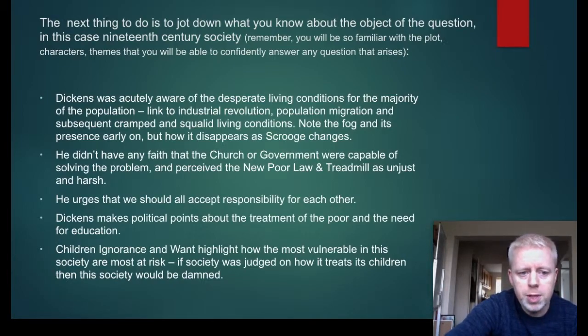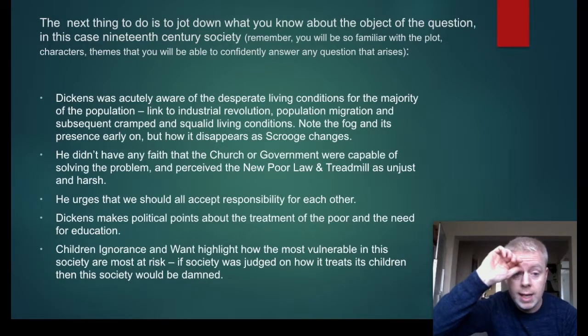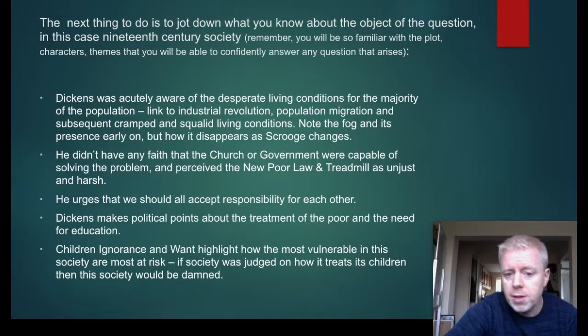So here are a few bullet points I've jotted down. Dickens was acutely aware of the desperate living conditions for the majority of the population. He linked this to the Industrial Revolution, population migration and subsequent cramped and squalid living conditions. Note the fog and its presence early on in the story, but how it disappears as Scrooge changes. He didn't have any faith that the church or government were capable of solving the problem and perceived the new poor law and treadmill as unjust and harsh.